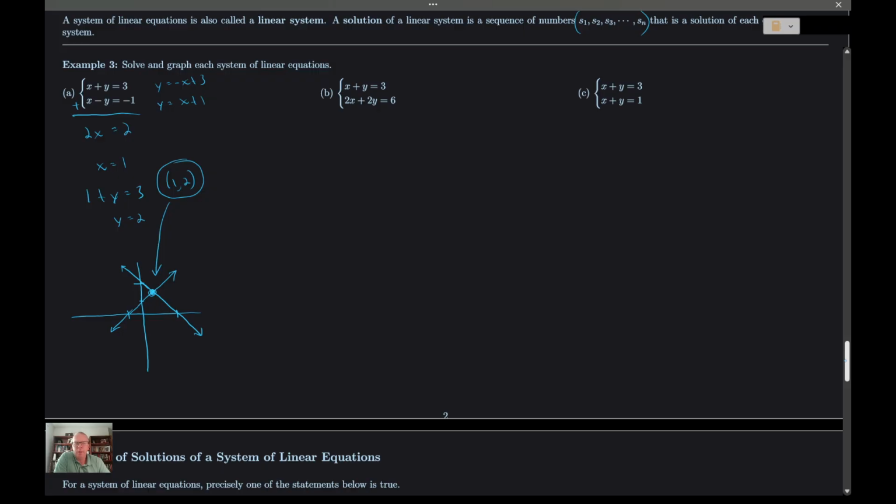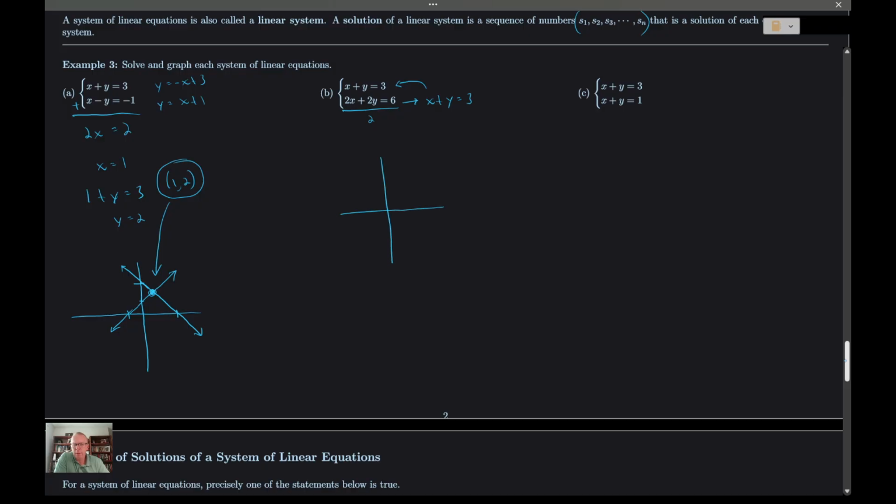So let's look at the next one. We have x plus y equals 3, and 2x plus 2y equals 6. Now what do we notice here? If we divide this one by 2, we get x plus y equals 3. And that is the same equation as that one. So these are actually the same equation.